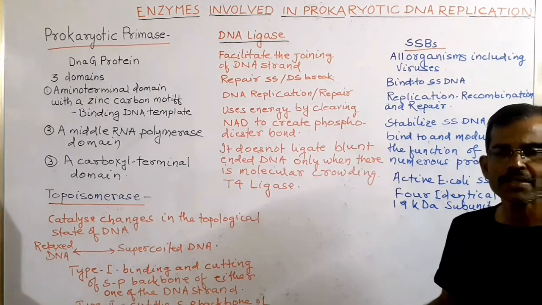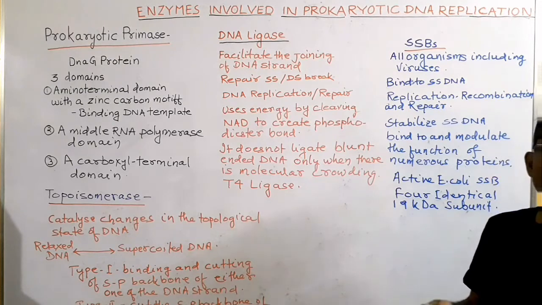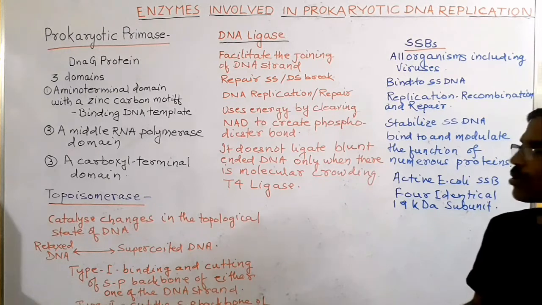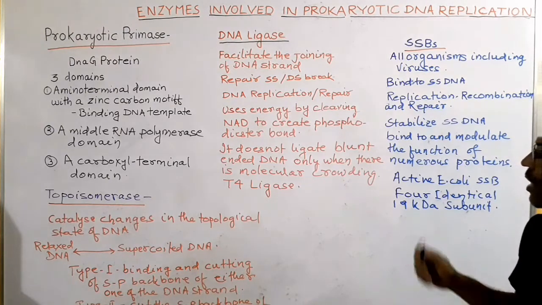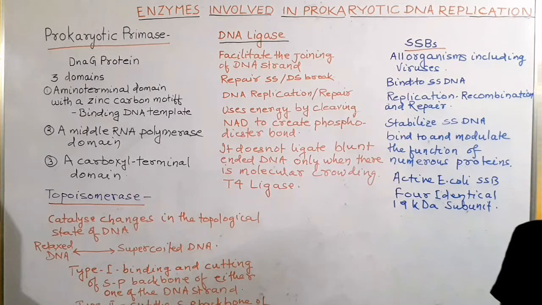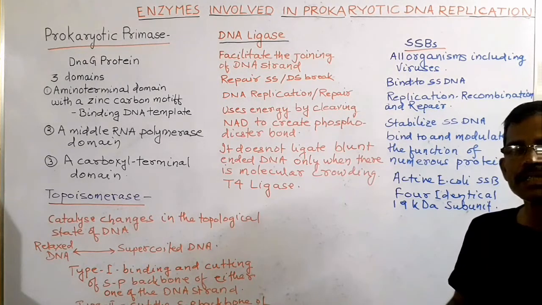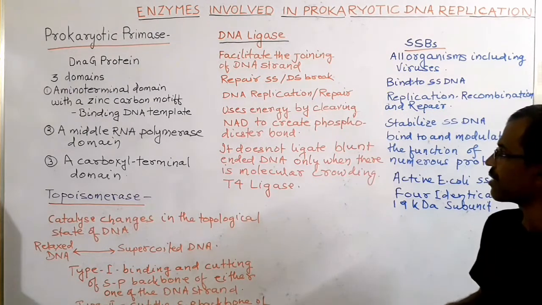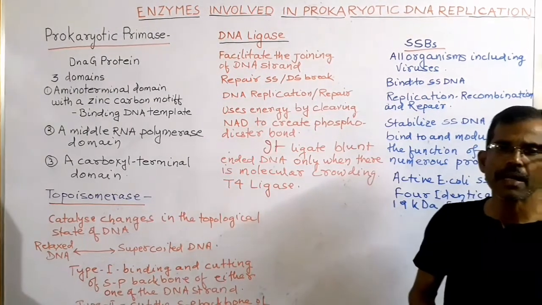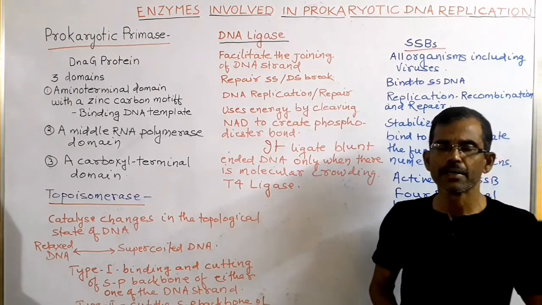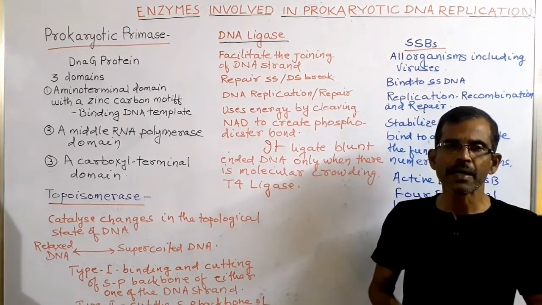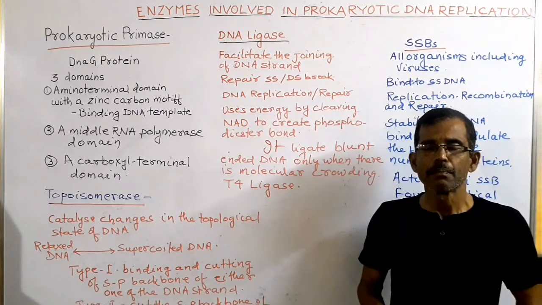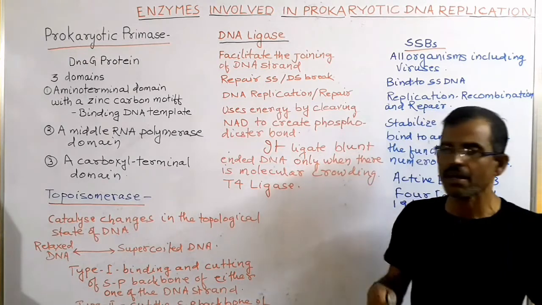For joining DNA strands, the enzyme DNA ligase obtains energy from the hydrolysis of nicotinamide adenine dinucleotide. So by getting energy from NAD, the enzyme DNA ligase catalyzes the formation of phosphodiester bond. The DNA ligase that is present in E. coli cannot ligate blunt-ended DNA fragments. It can ligate blunt-ended DNA, but only when there is molecular crowding.